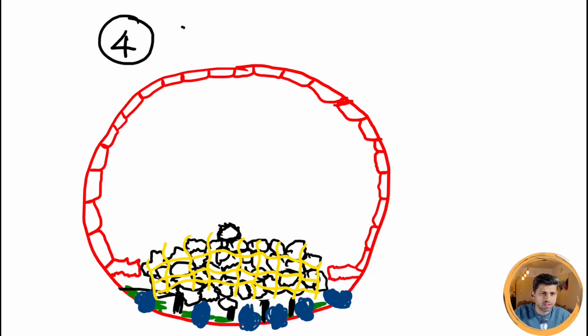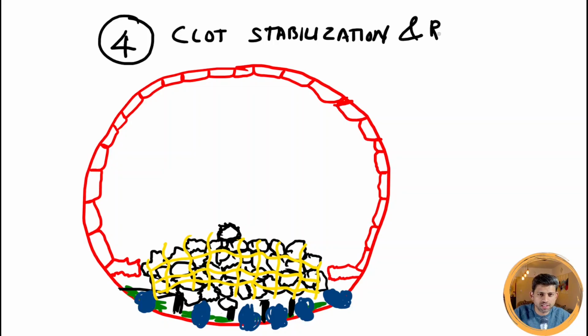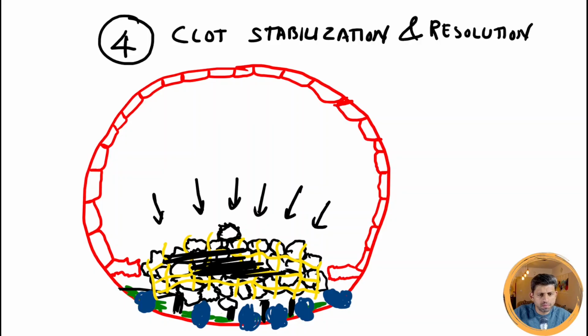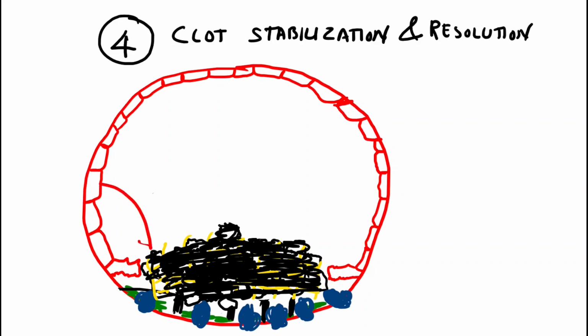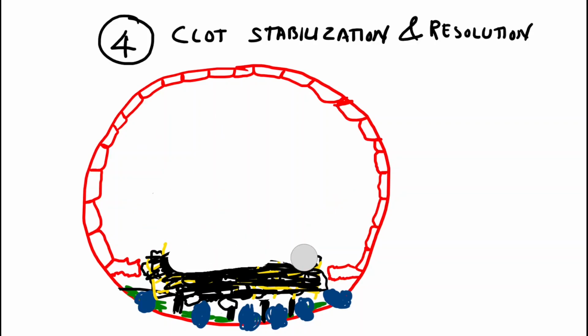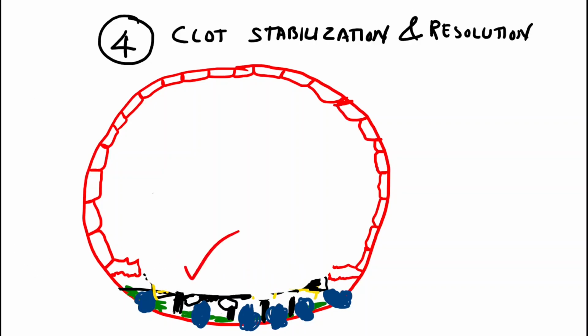Step 4 is clot stabilization and resolution. Here, the clot undergoes contraction, becoming a firm, stable clot. At the same time, counter regulatory mechanisms are activated to limit clotting to the site of injury. Eventually, the clot is removed and normal blood flow is restored.